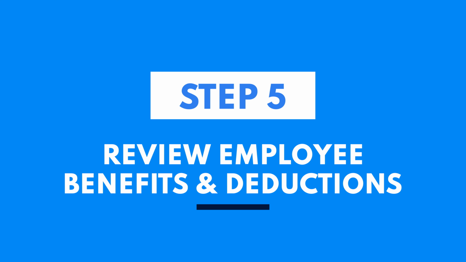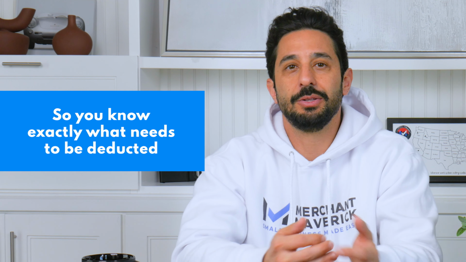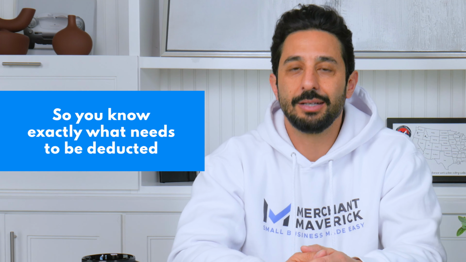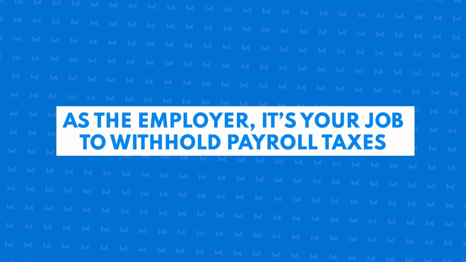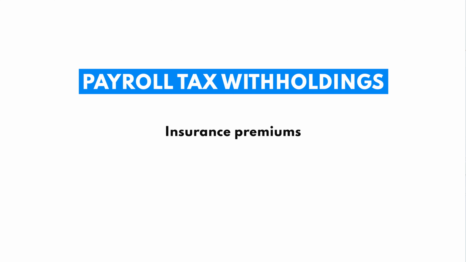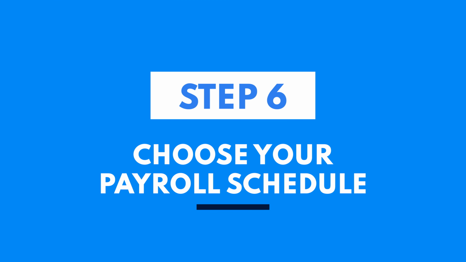Step 5, review employee benefits and deductions. You'll also need to check each employee's benefits so that you can know exactly what needs to be deducted from each paycheck. As the employer, it's your job to withhold payroll taxes. In addition to the payroll withholdings outlined on those W-4s, other payroll tax withholdings could include insurance premiums, retirement plan contributions, or wage garnishments.